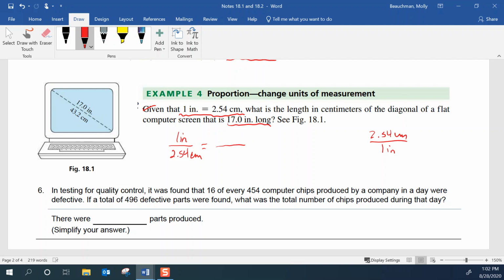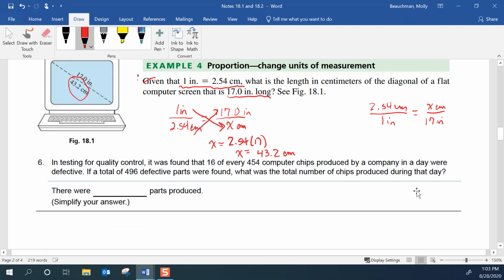So what is the length in centimeters of the diagonal of a flat computer screen that's 17 inches long? I have to make sure I have the 17 in the numerator, and I'm looking for the length in centimeters. If I set up my original ratio the other way, then I would have x centimeters in the numerator and 17 inches in the denominator. So when you solve, cross multiply. 1 times x is x equals 2.54 times 17. This is where the answer of 43.2 came from, and our measurements would be in centimeters.